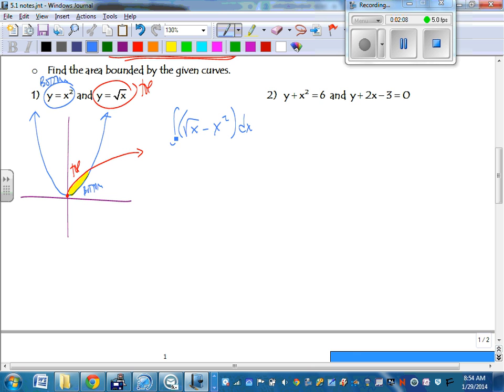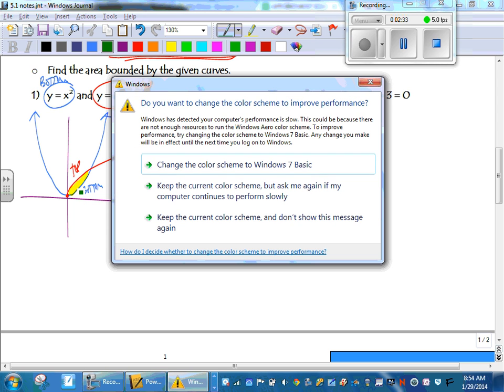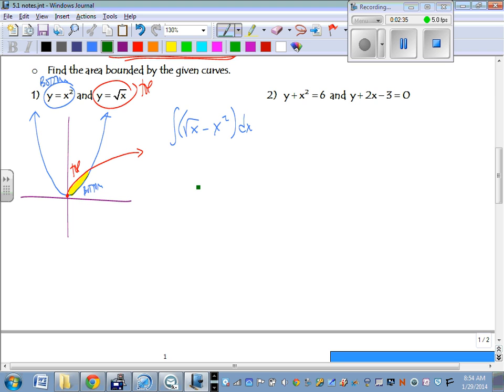Now the a and b, we have to figure out where these two intersect to know where we're finding the area from a to what value b. So what do you think a is going to be? 0. Pretty good guess, right? Good chance of that. Well, let's figure out what the other one is and just kind of back up our answer, what we think is 0. We can do this on our calculator, but we're not going to yet. First, we're going to do it by hand.